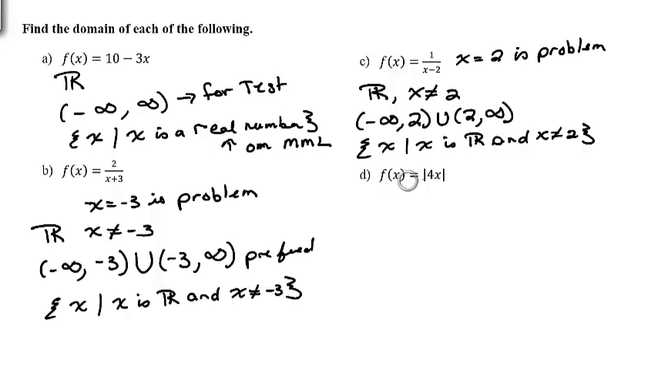Our next one, f of x is equal to the absolute value of 4x. So there's no fractions, there's no square roots, and so the domain is the set of all real numbers. And again, that would be negative infinity to infinity, or the set x such that x is a real number.